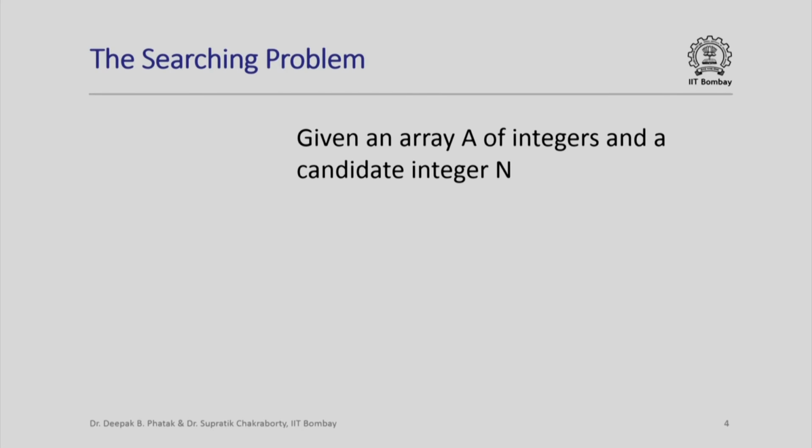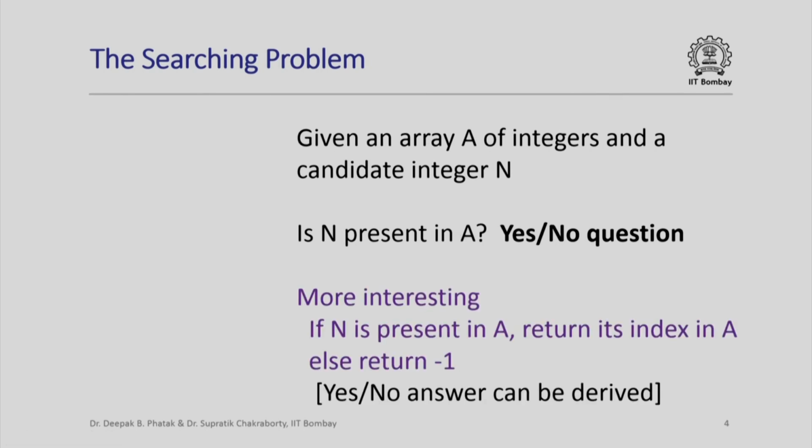So what is the searching problem? Suppose you are given an array A of integers and a candidate integer n, and you are asked, is this integer n present in the array A? So it is really a yes/no question. A more interesting version of this question is that if n is present in A, then return its index in the array A, otherwise you return -1, and of course once you know what the returned value is, you can figure out the yes/no answer as well.